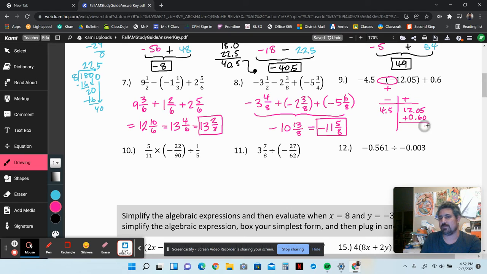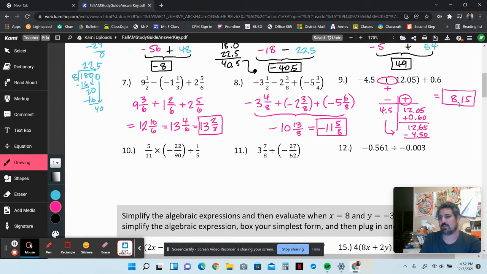Add up your total positive. You're going to get 12.65 total positives. And who's going to win, positive or negative? The positive is going to win, so we know the answer is going to be, in fact, a positive. Put a positive box. And then take away the losing side. So take away 4.50 from that, and you guys will see the answer. 5 take away 0 is 5. 6 take away 5 is 1. Bring your decimal down. 2 take away 4 can't do it. Borrow. And so what you get is you get 12 take away 4, which is 8. So you're looking at 8.15.